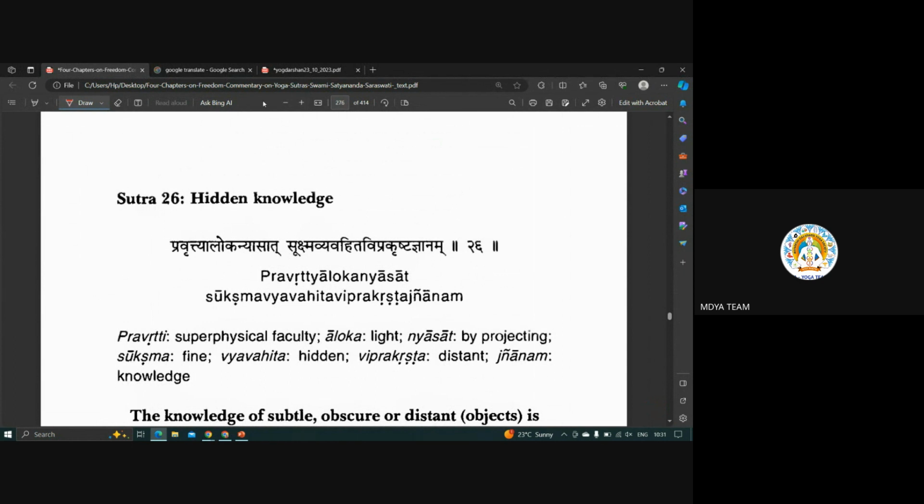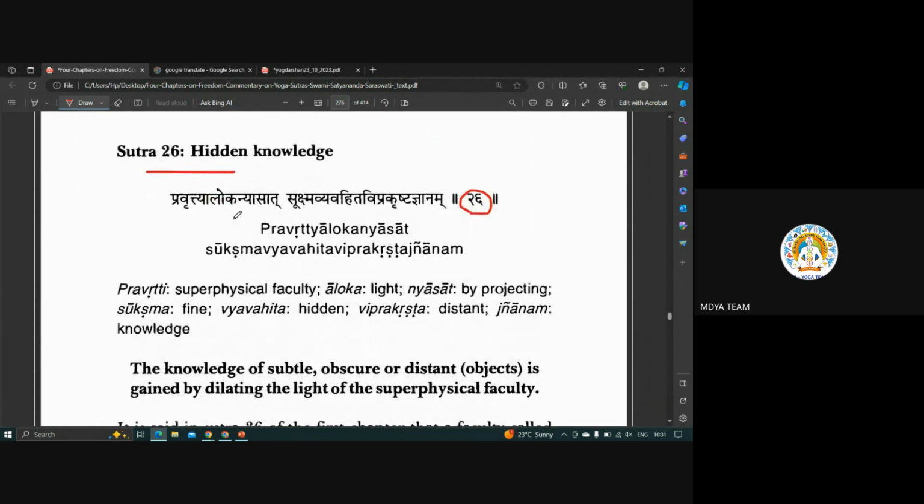If we follow this book, then the total number of sutras will be 196. But most texts follow 195 sutras in the Patanjali Yoga Darshan, not 196. So we have to follow the 195 sutras. That's why please reduce by one. It is not 26, it is 25. In my experience, this is the first time I am facing a book which has 196 sutras. Other texts which I read have only 195.